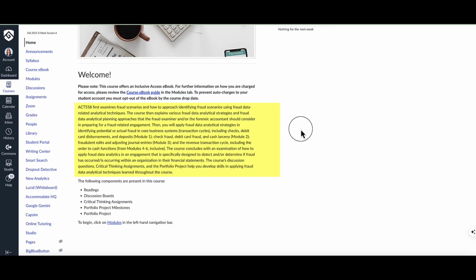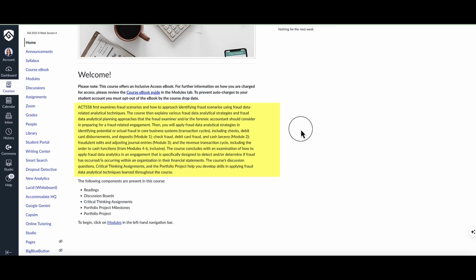You're going to apply fraud data analytic strategies in identifying potential or actual fraud in core business systems such as transaction cycles. You're also going to look at check fraud and debit card fraud and cash larceny. You're going to look at fraudulent edits and adjusting journal entries, and the revenue transaction cycle, which is one of the most heavily fraud-related transaction cycles.